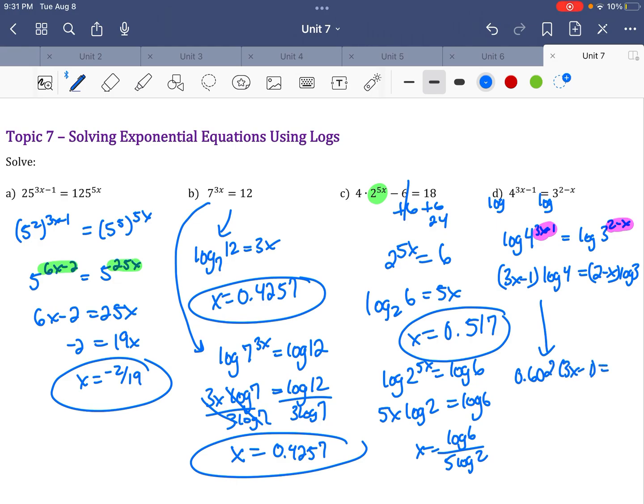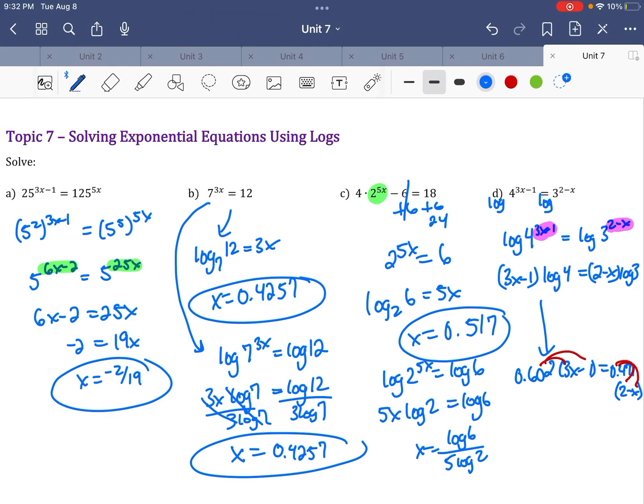0.602 times 3x minus 1 equals log of 3, which is 0.477, and that is getting multiplied by 2 minus x. So now you just have this nasty problem where you have to distribute and get some gross answers.